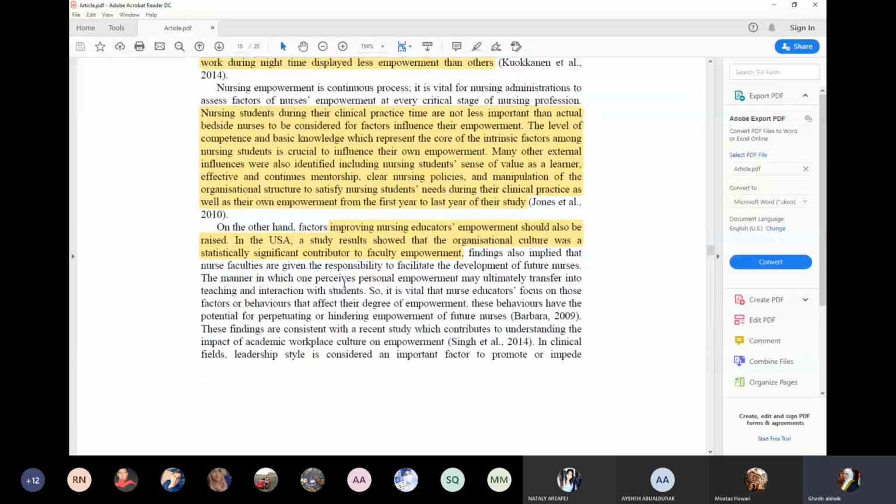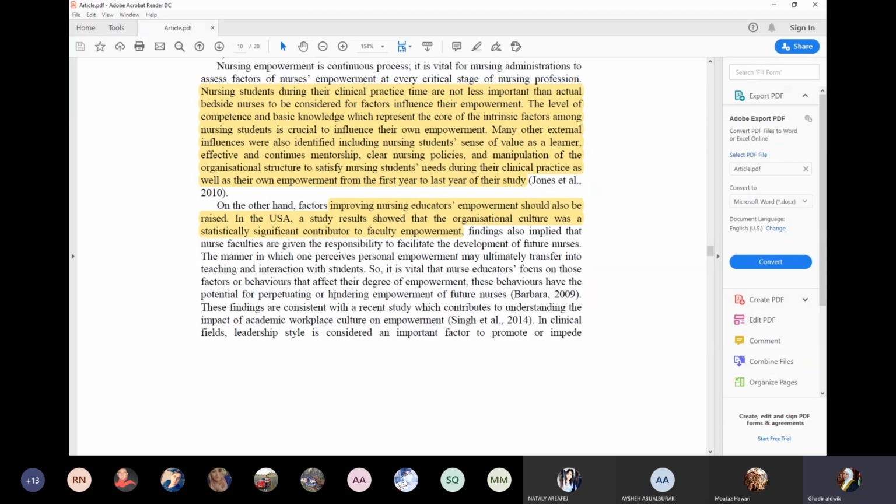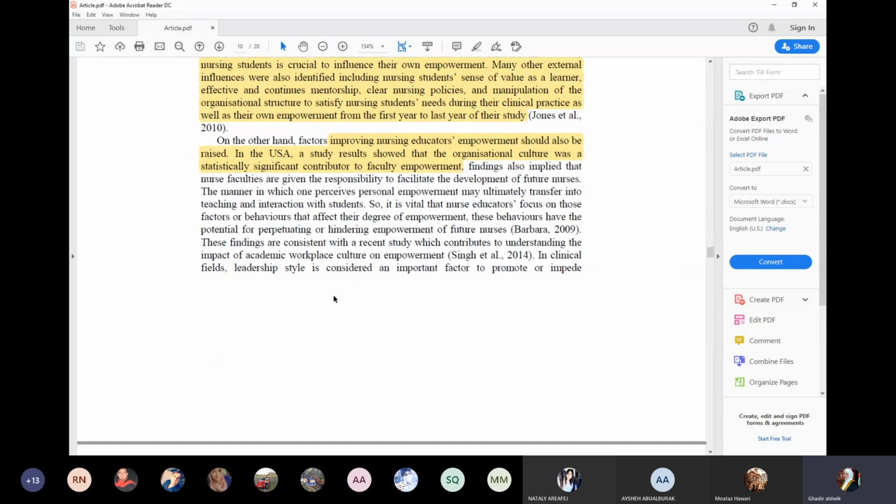While as educators, empowerment should also be raised. For example, results show that the organizational culture was a statistically significant contributor to faculty empowerment. One of the main issues that empower nurse educators is the organizational culture involving them in decision making, independency, autonomy.